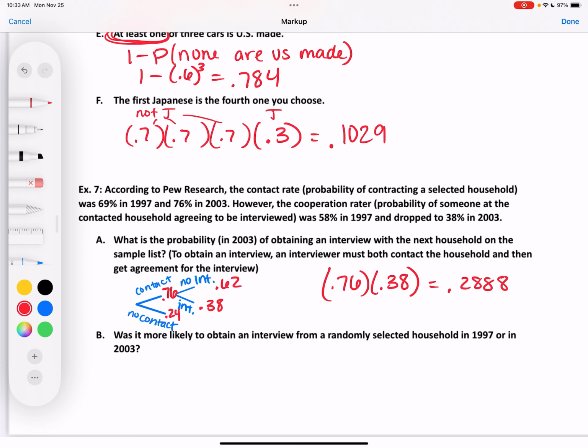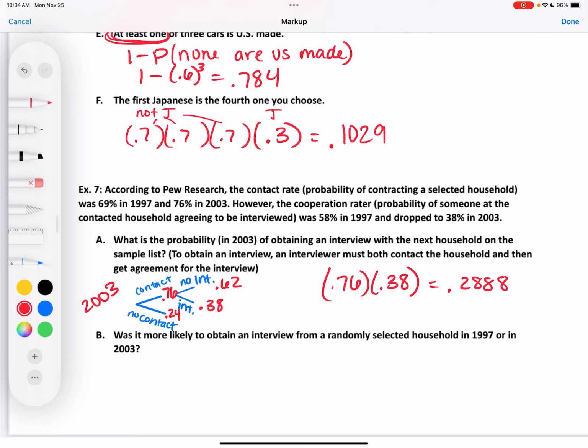All right, so then, was it more likely to obtain an interview from a randomly selected household in 1997 or in 2003? So essentially, I'm going to do the exact same thing without drawing the little chart for 1997, because I now at least know what the setup is supposed to look like. So this is the one for 2003.